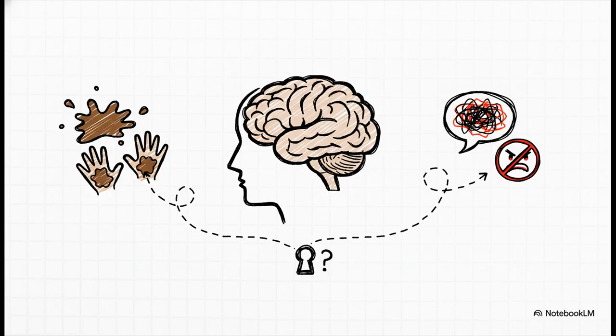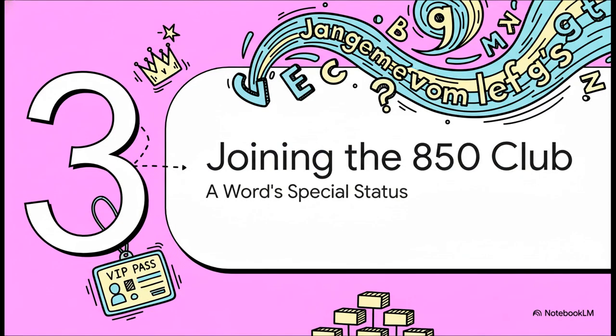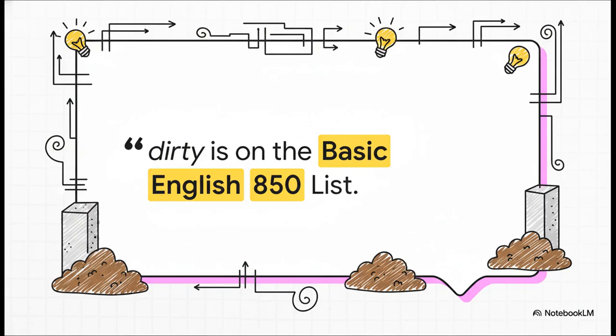And it's that power that brings us to the most fascinating part of this whole story. Because it turns out, dirty isn't just another word in the dictionary. It has a special status. It's part of a very exclusive club, a kind of linguistic VIP list that completely changed how we think about English. And here it is. Get this. Dirty is on the Basic English 850 list. Now that might sound like just a piece of trivia, but it's not. This single fact elevates the word from just being common to being truly essential. It means it's a foundational piece of the entire communication puzzle.